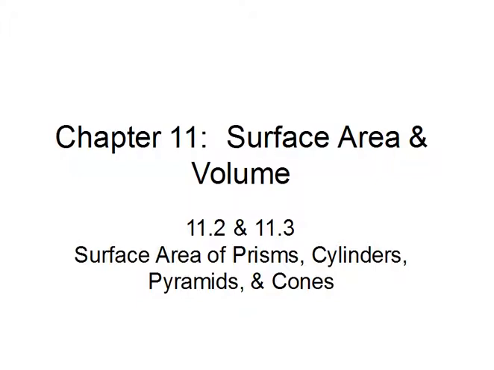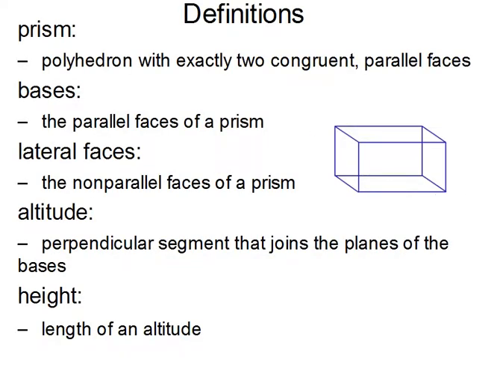So let's get started. We're going to do all the surface areas today. So, some definitions. We have a prism. So, think of those things that show pretty rainbows all over the walls. It's a polyhedron with exactly two congruent parallel faces. Let me throw a new vocab word at you. A polyhedron just means that all of the faces are polygons. So, a soccer ball is a polyhedron. A rectangular box is a polyhedron.